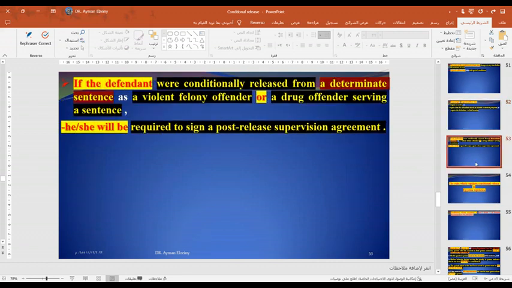If the defendant were conditionally released from the dominant sentence as a violent felony offender or drug offender serving a sentence, he will be required to sign a post-release supervision agreement. ده فيما يتعلق بفكرة عامة عن الكونديشنال ريليز.